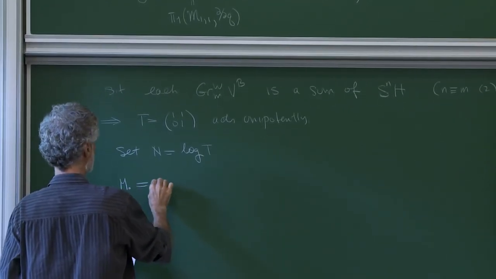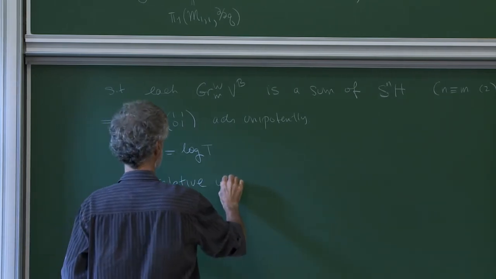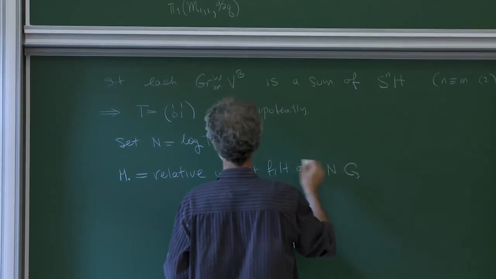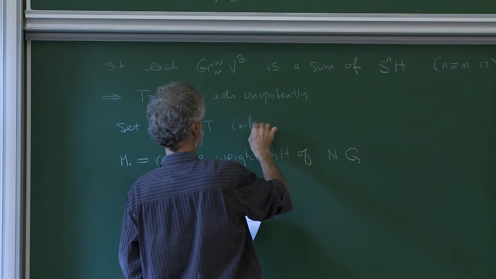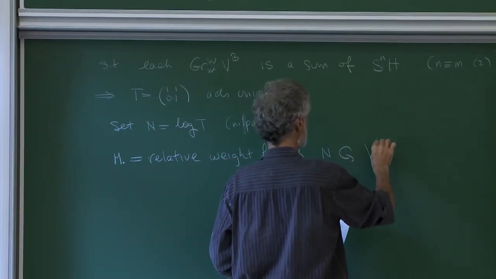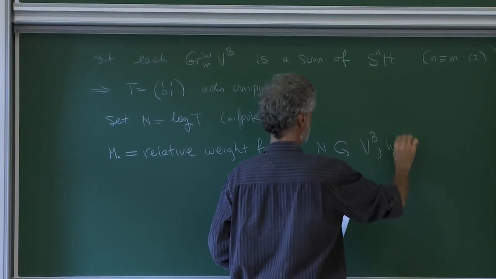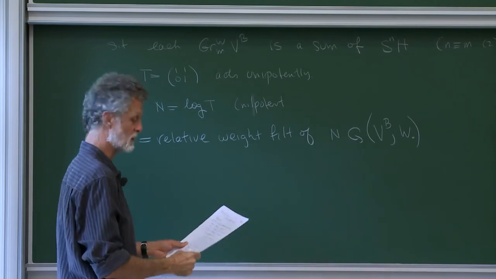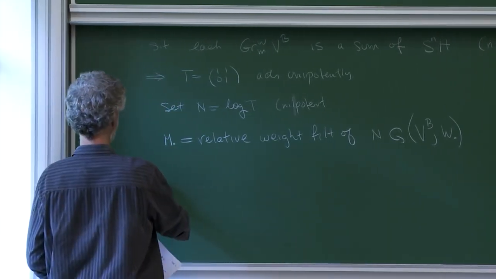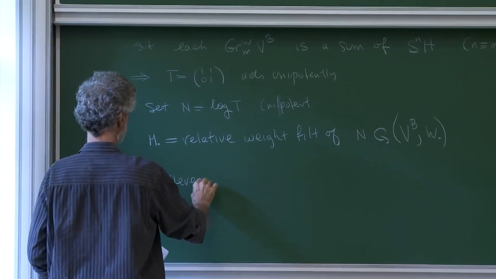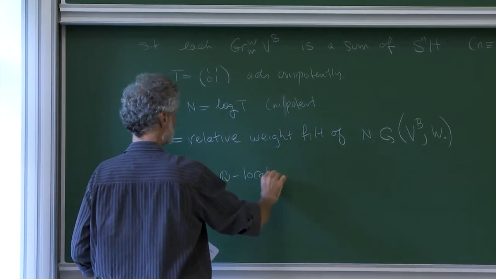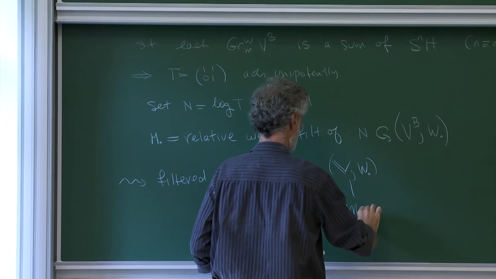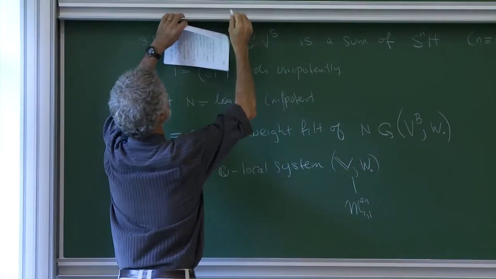M dot is equal to the relative weight filtration of N, this nilpotent endomorphism acting on V Betty, with respect to W dot. If you have a filtered vector space and a nilpotent endomorphism, you may have a relative weight filtration, and here you definitely do. It's part of the requirement. And so this also leads you to a filtered local system V W dot over M11 analytic. I guess here I should have put AN.